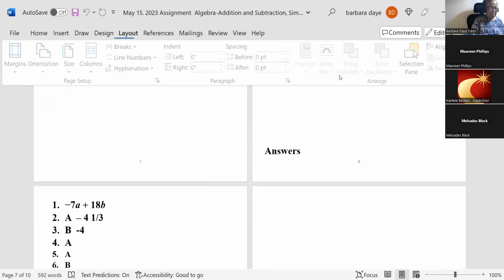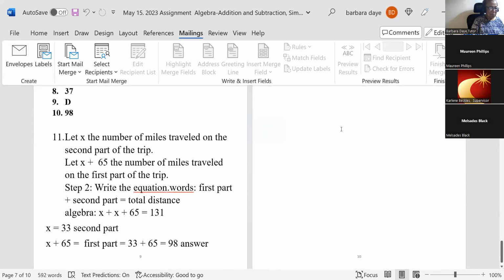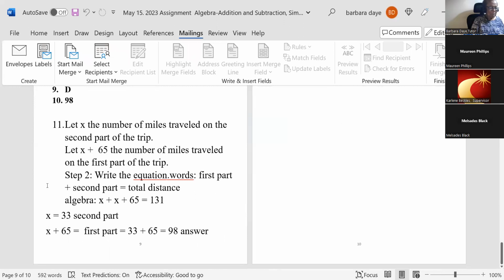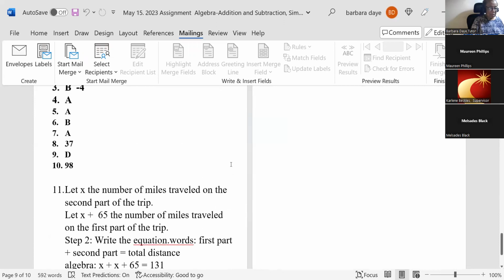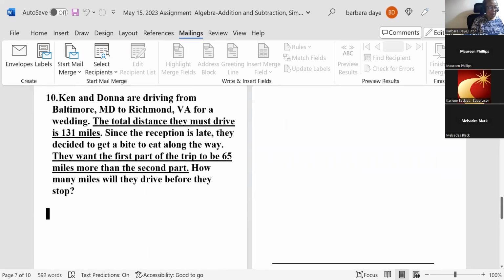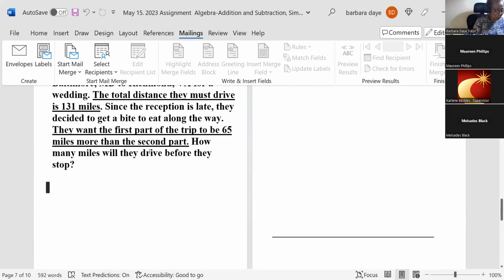Let's see here. Here's your answer right here. You've got to set this up. Well, let's just go back here. Now, it says the first part of the trip is 65 miles more. So say let X equal the first trip, right? What is the second trip? They want the second trip to be 65 miles more. So the second trip would be X plus 65. This is 65 miles more, right?